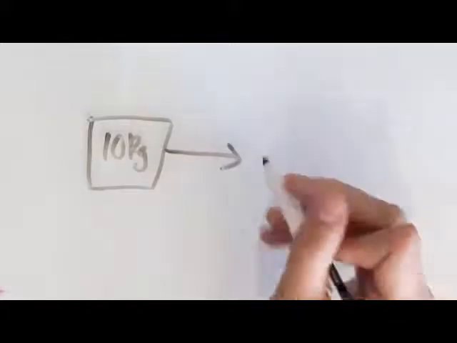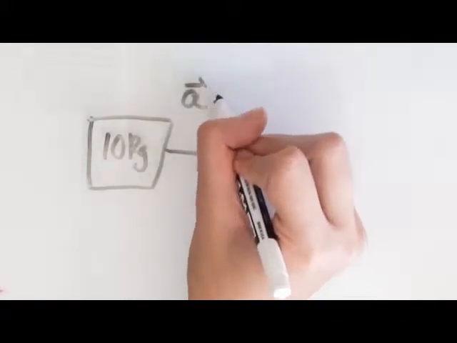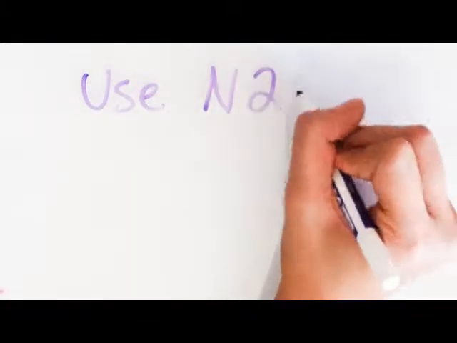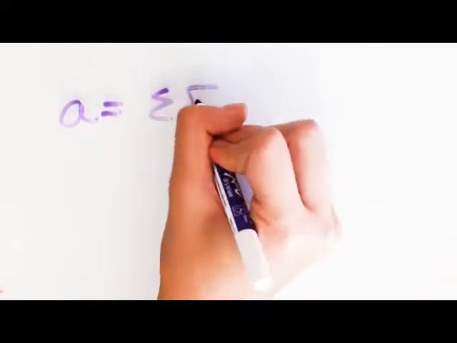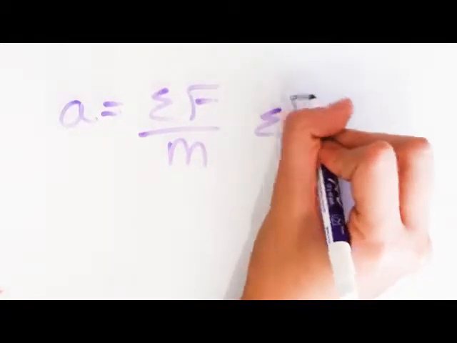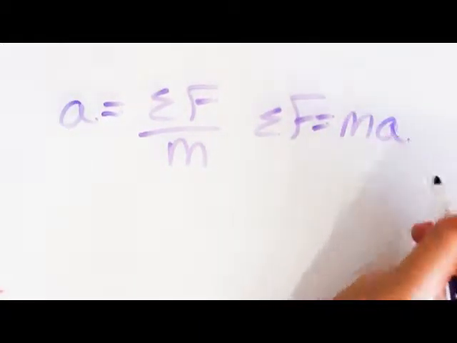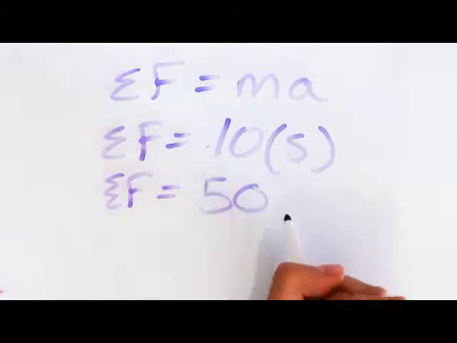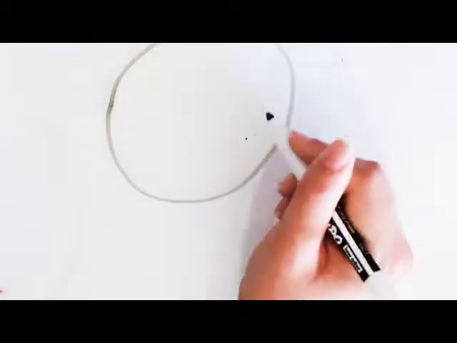Let's say you have a 10 kilogram block, and it's moving at an acceleration of 5 meters per second squared. What is the force of this object? We can use Newton's second law to solve this problem. If the acceleration is proportional to the net force over mass, that means that the net force is proportional or equal to the mass times the acceleration. And since the acceleration is 5 meters per second squared, and the mass is 10 kilograms, you multiply 5 times 10 to get you a total of 15 newtons as our force.